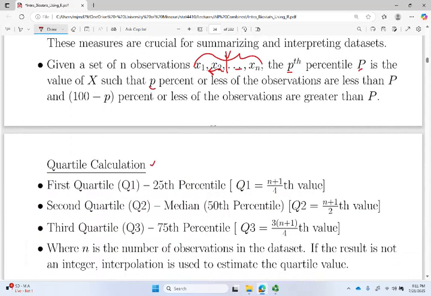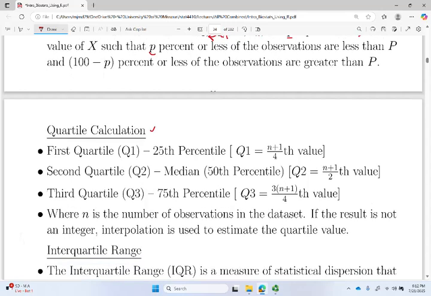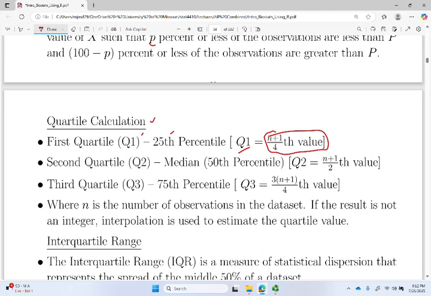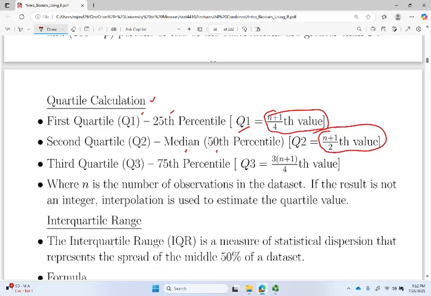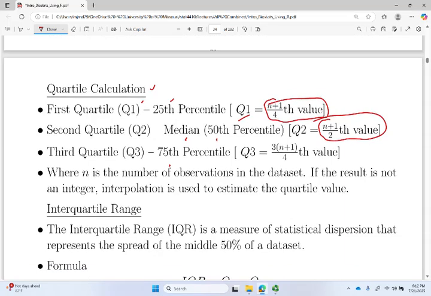Now, quartiles are percentiles, but we're dividing it into fourths. So the first quartile is the 25th percentile. And remember, we're finding positions. So this is the (n plus 1) over 4th position or value in a sorted data set. And we represent it by Q1, the first quartile. The second quartile is the median, which is the 50th percentile. And again, remember, it's a position in the data set. The third quartile is the 75th percentile.